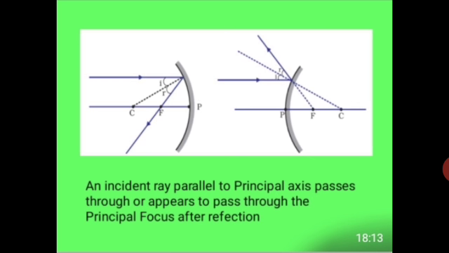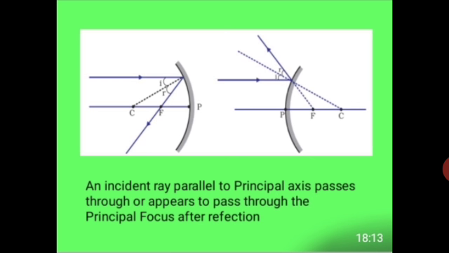Here, when we draw the normal at the point of incidence, it passes through the center of curvature C, making angle I equal to angle R. This is as per the laws of reflection.